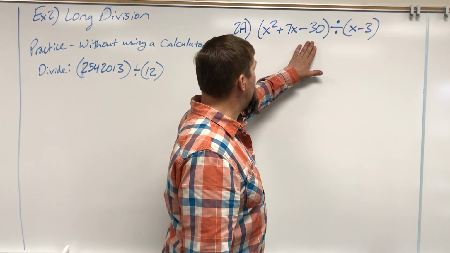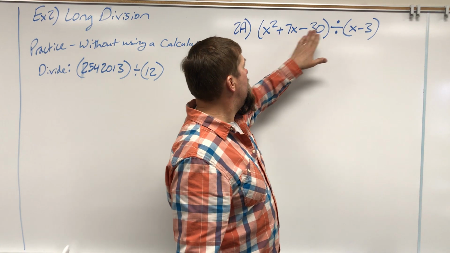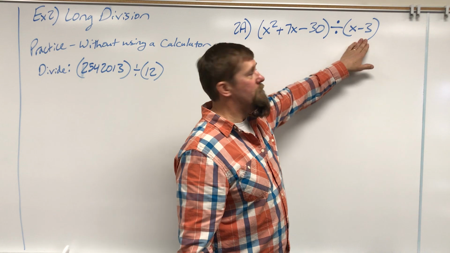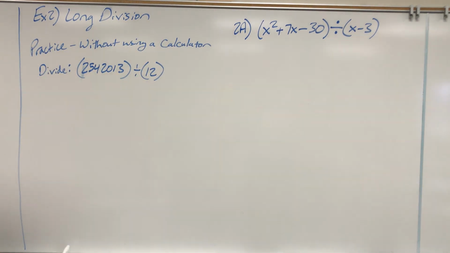Here's an example of what we're leading up to. So here we have a polynomial divided by a binomial. So that means it's different than dividing by a monomial.